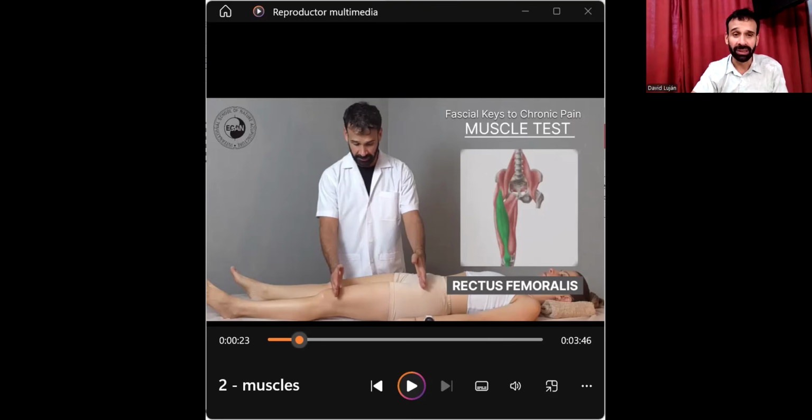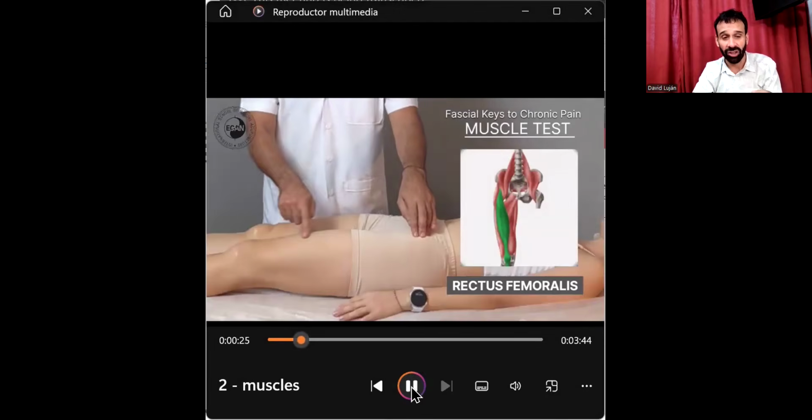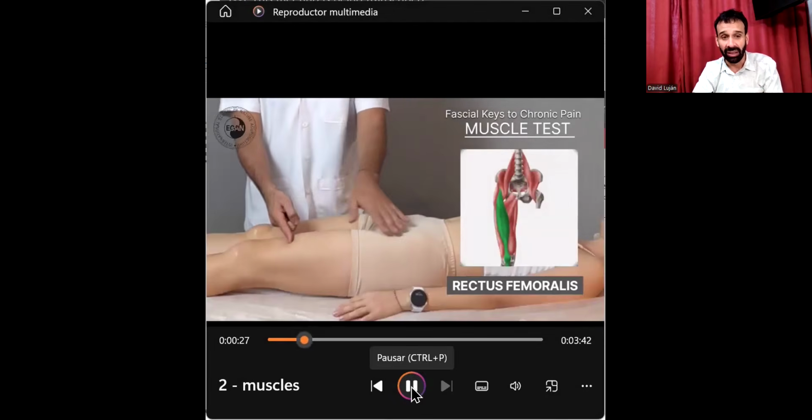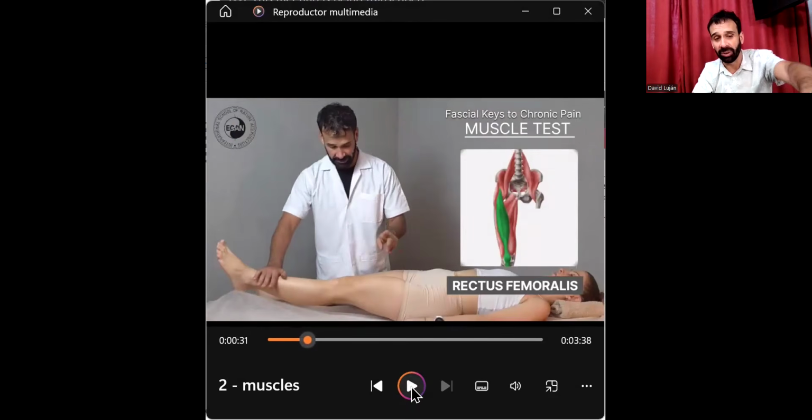So if I play the video, I show you another example of how to do the muscle test. Again, remember, every time you do a muscle test, all the body is working. But we have to minimize the effort of all the muscles and maximize the effort of the muscle that we are treating right now. So I'll play the video for you now, and this is the indication with my fingers. The area is around there. So I tell the patient, I put my hand there, you see?